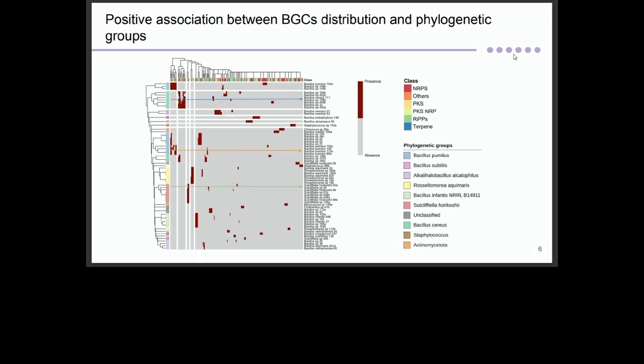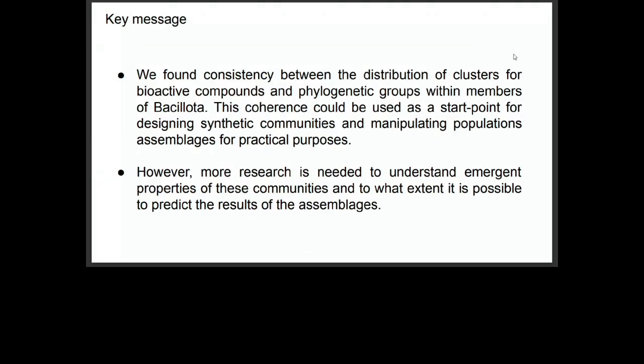So I'm not going to address that here, but the key messages of this talk are that we found consistency between the distribution of clusters for bioactive compounds and the phylogenetic groups within these members of Bacillota. That's important because this is in this group. This coherence could be used as a starting point for designing synthetic communities and manipulating population assemblages for practical purposes. However, more research is needed to understand emerging properties of these communities and to what extent it is possible to predict the results of the assemblage, as shown in the bars.